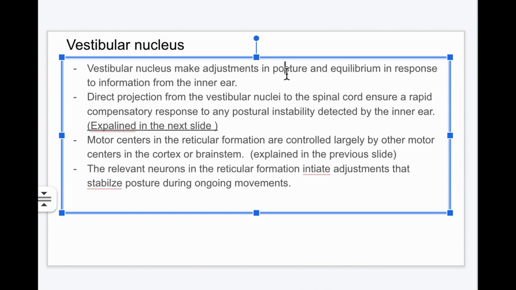The vestibular nucleus is basically influencing two main things: posture and equilibrium. And there are direct projections from the vestibular nucleus to the spinal cord, and that causes a rapid compensatory response. So what does any of that mean?